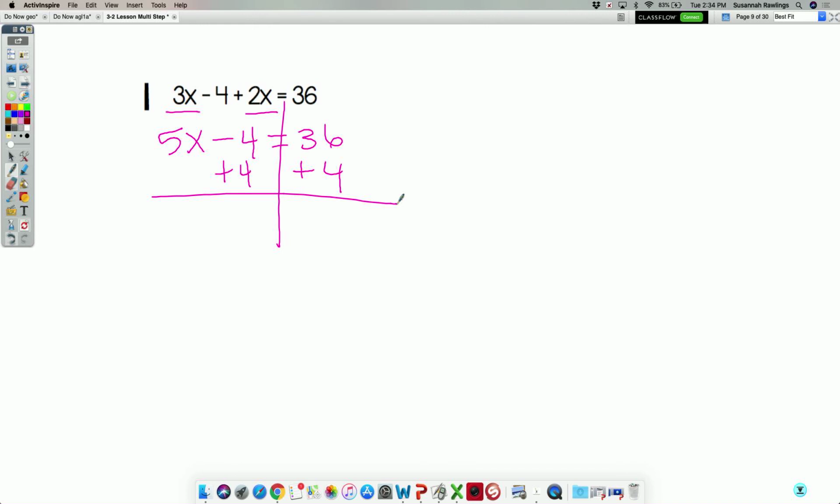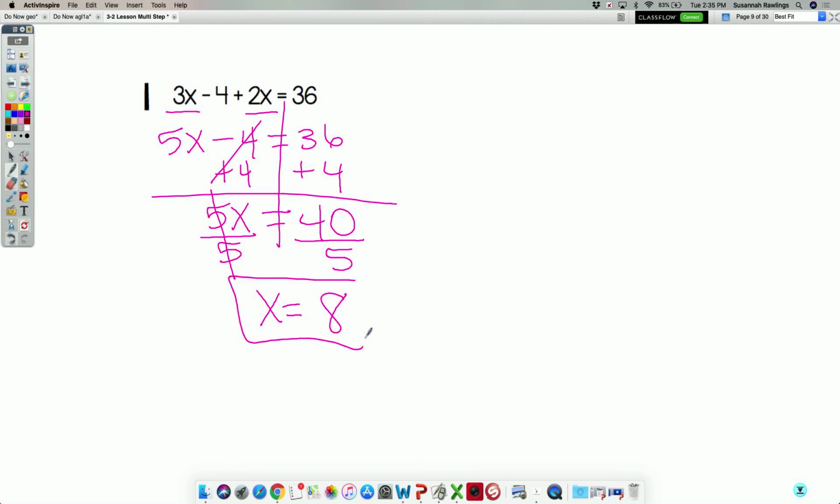What can I do with my 4s? You cross them out. I'm going to bring down 36 plus 4, and bring down my 5x. And what is 36 plus 4? 40. Cameron, what's my last step? Divide by 5. We're going to divide each side by 5. We can cancel out the 5s, and x equals, what's 40 divided by 5? Positive 8. Good job. Questions there?